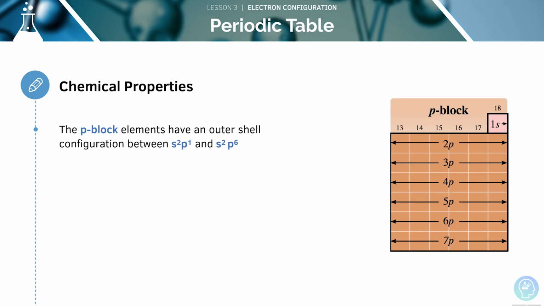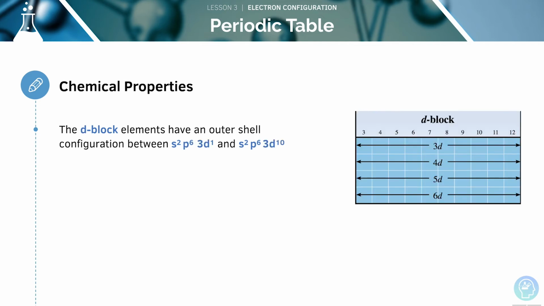The p block elements will have 5, 6 or 7 electrons in their outermost shell, so they gain electrons to form negative ions. Elements can also share electrons to form covalent bonds.